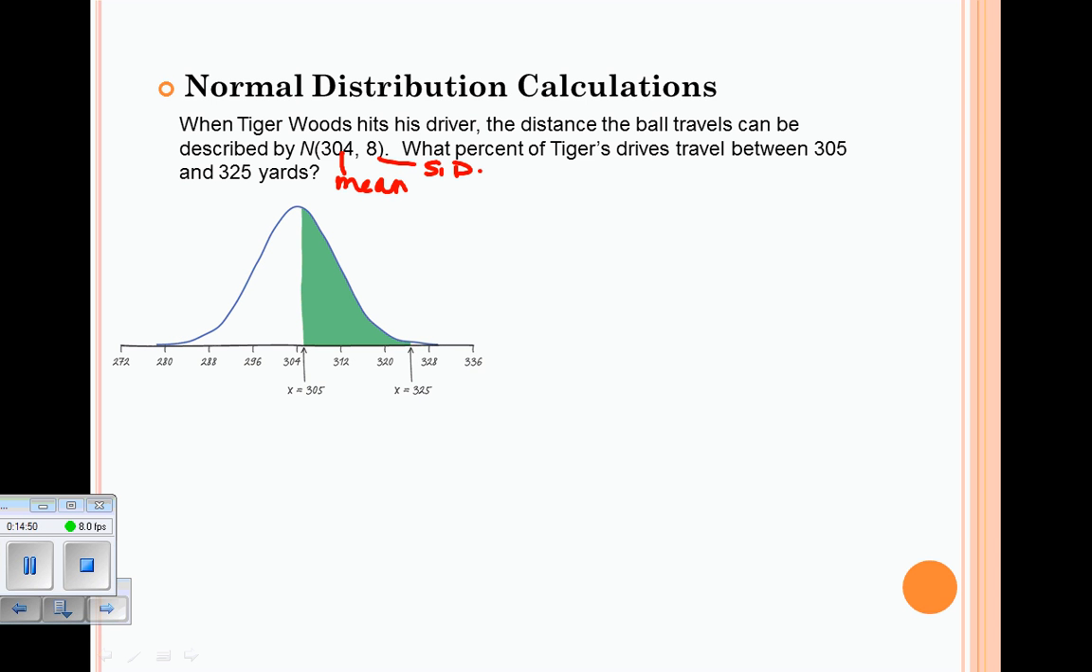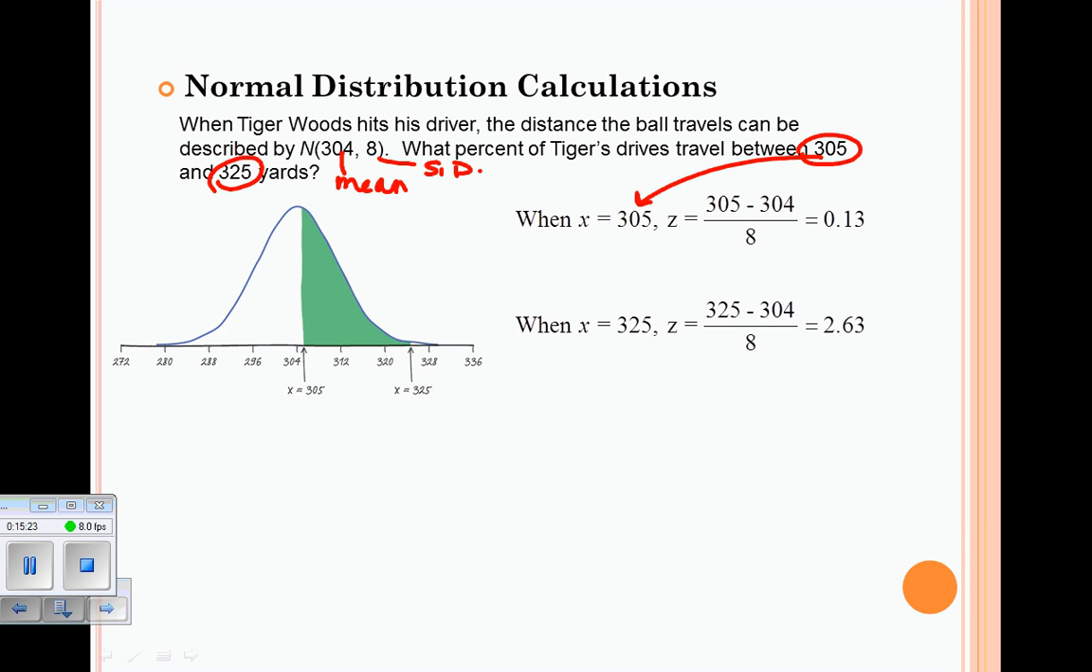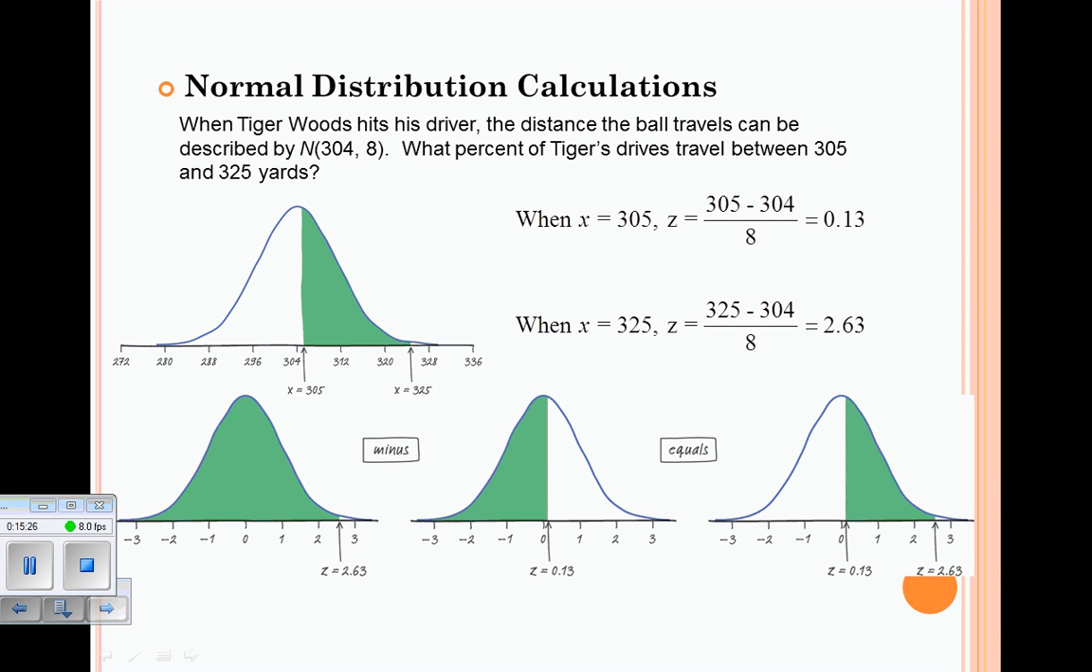Draw a picture. You can find it with your chart if you'd like. If you want to do that, you're going to have to convert this to a z-score. This is not given in z's because you don't have a mean of 0 and a standard deviation of 1. So first thing you'd have to do is convert everything to the z-score. So I'm going to convert my 305, I'm going to convert my 325 to z-scores. So if you do that, then you're going to end up with a picture like this.